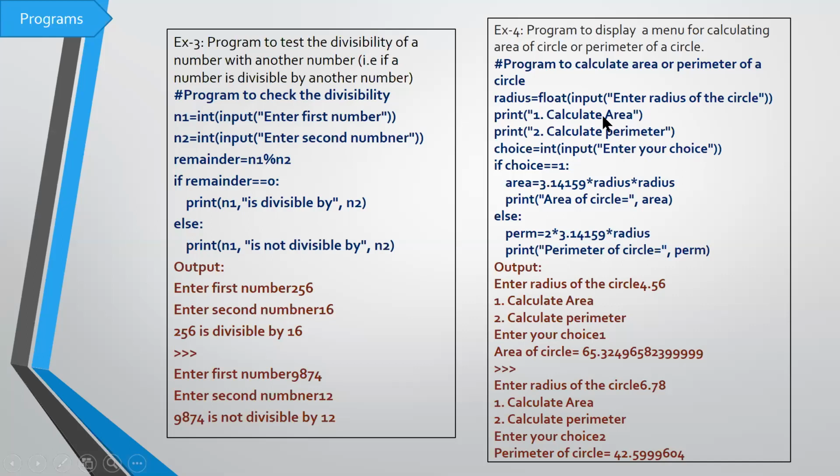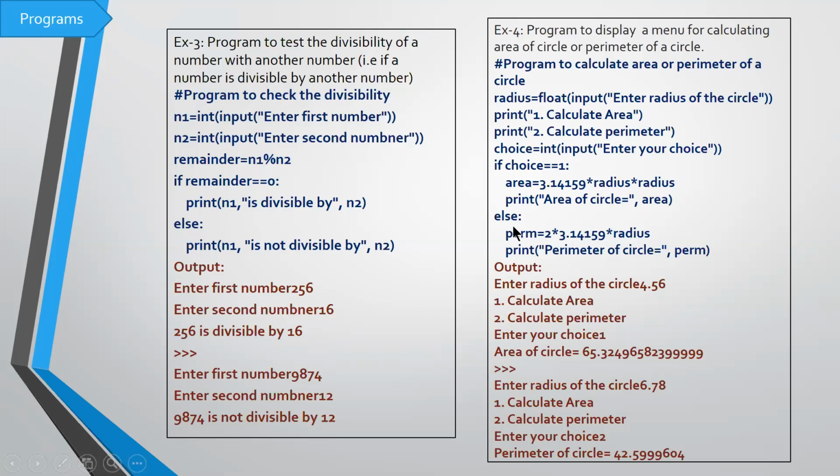When you run it, you will be asked to enter the choice. If you press 1, what does that mean? You are willing to calculate the area. So if choice is equal to 1, I'll be calculating the area. What is the formula for area? Pi r squared. So area is equal to the pi value star r star r. You can also write r double star 2. Whatever method you like, you can go with that.